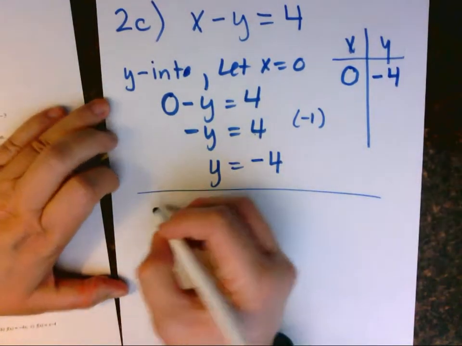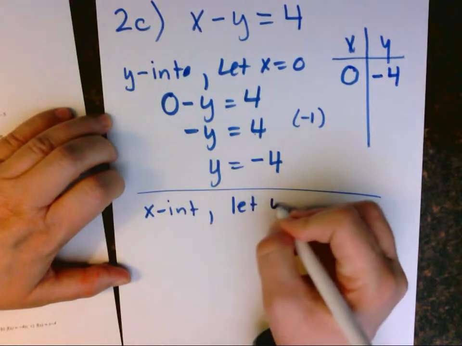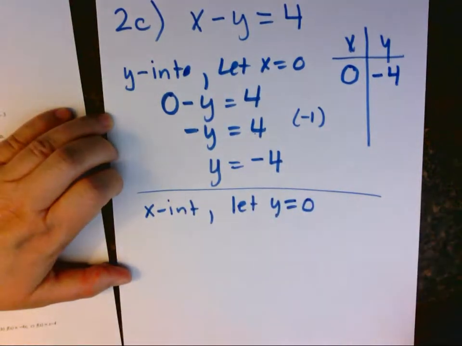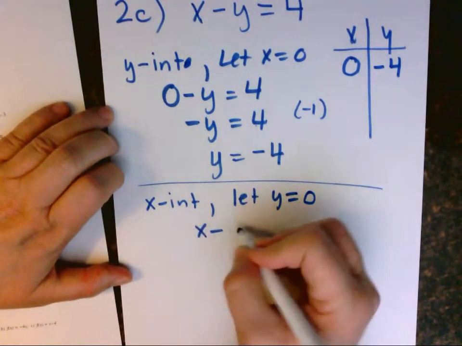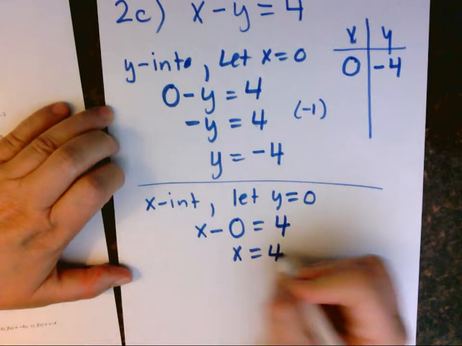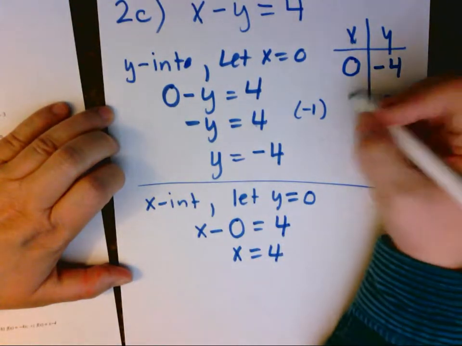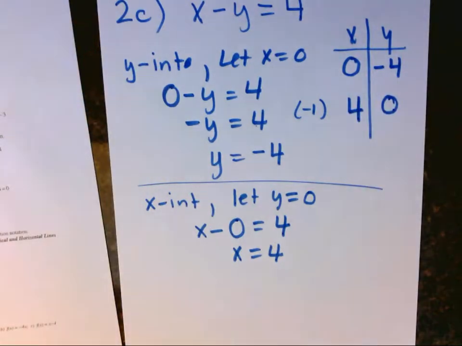All right, now I'm going to get the x-intercept. And to do that, I let y be 0. So I put a 0 in for y. And when I do that, x is 4. So I put a 0 in for y, and x is 4.